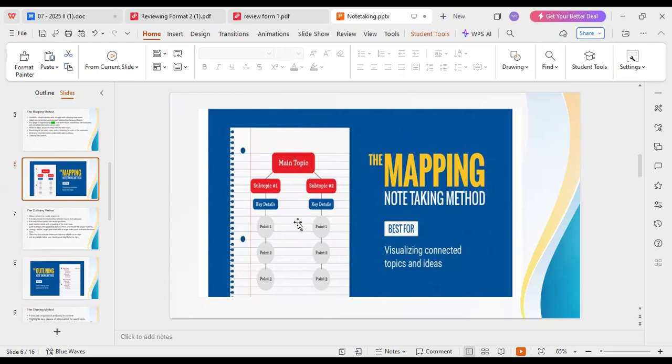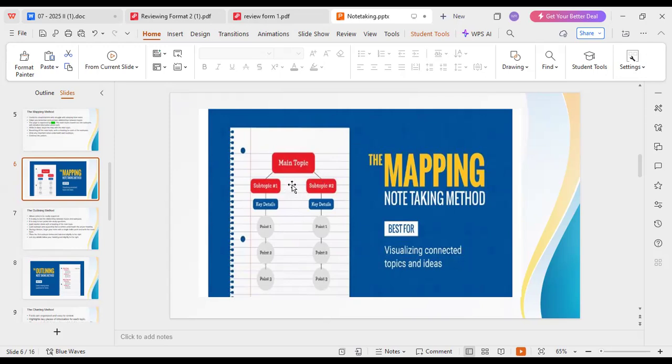Here you can use different colors. That day we also discussed color coding, using different colors for different sections. For main arguments, you can use green. For examples, you can use yellow. For evidence, you can use red. And let's say for citations you can use blue. Likewise, you can use different colors and also different symbols.